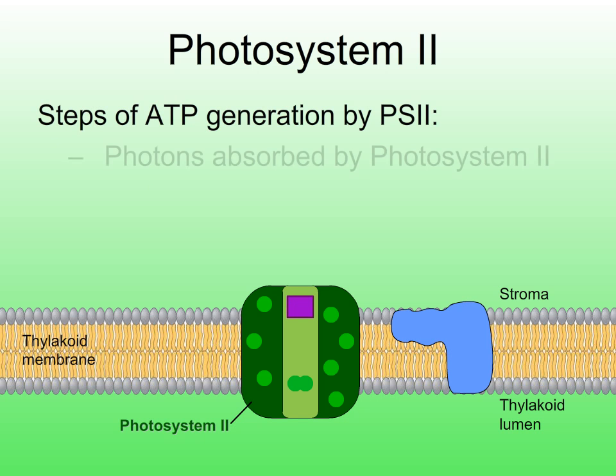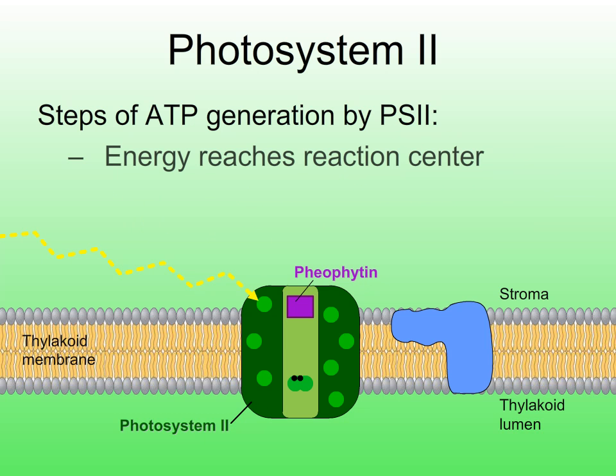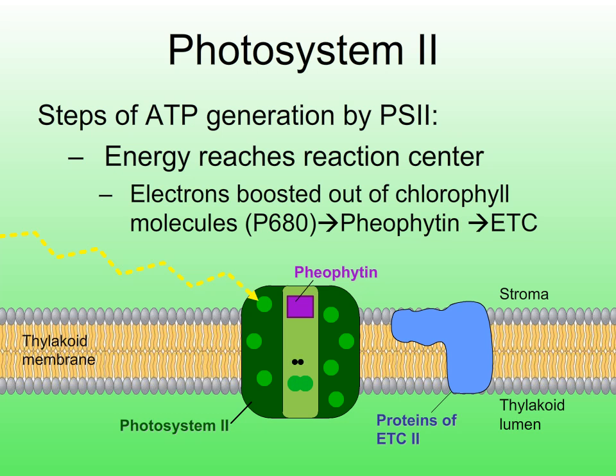Photons are absorbed by the pigments in PS2, and then that energy is transferred from one pigment molecule to the next until this energy reaches the reaction center of the photosystem. Within the reaction center are special chlorophyll molecules called P680 because they absorb wavelengths most efficiently with a wavelength of 680 nanometers. When energized, the chlorophyll boosts electrons out of the reaction center to an acceptor molecule called pheophytin, who then transfers the electrons to an electron transport chain. This ETC, like the one found in cellular respiration, contains cytochrome C.